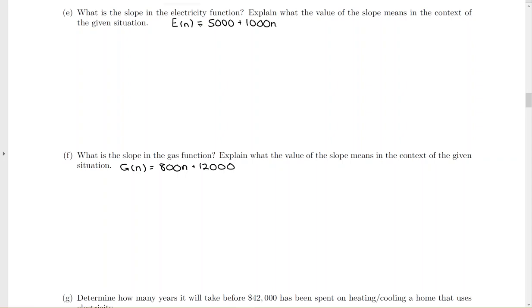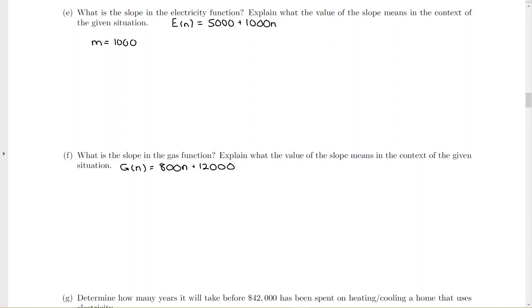So what is the slope in the electricity function given here below? The slope is the number in front of the variable on the right-hand side. So in this case, our slope is 1,000. So that answers the first part of the question.